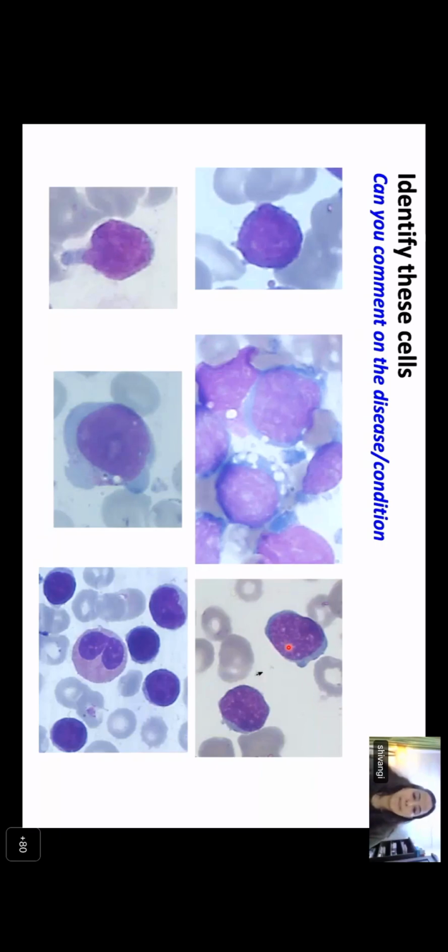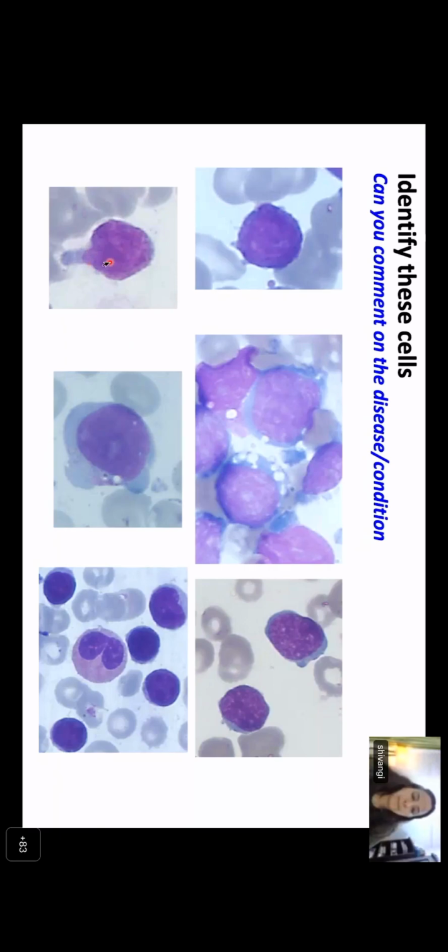Okay. What about this? What do you think about these cells? So these have more amount of cytoplasm, the chromatin is a little opened up compared to the other cell, and they don't look like blasts. Okay.